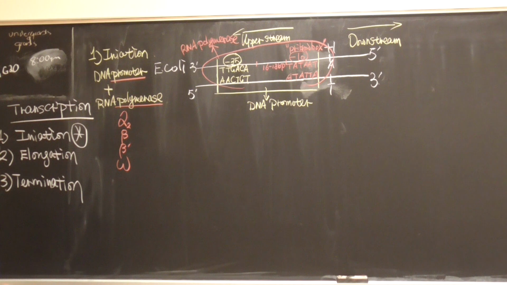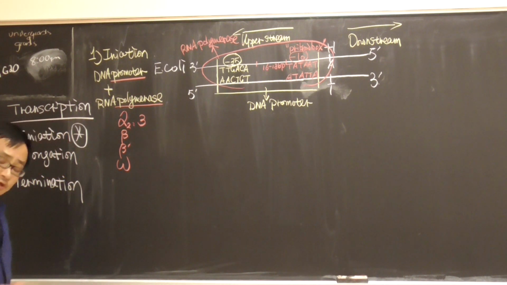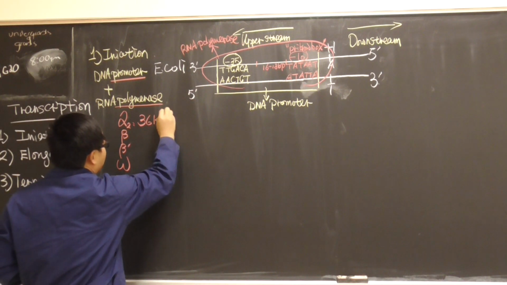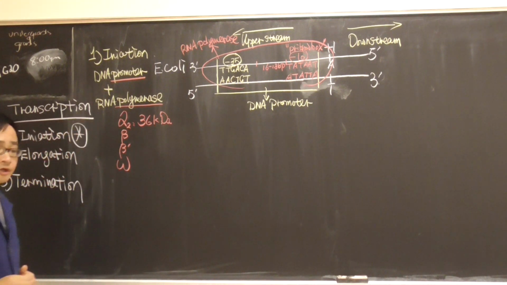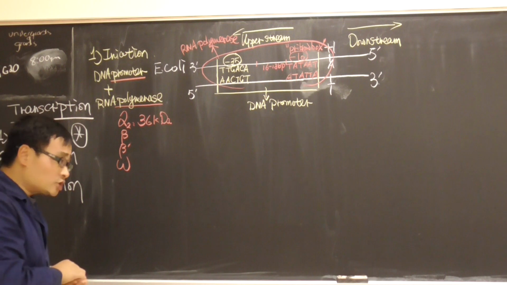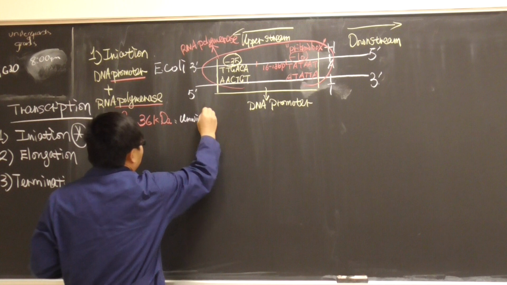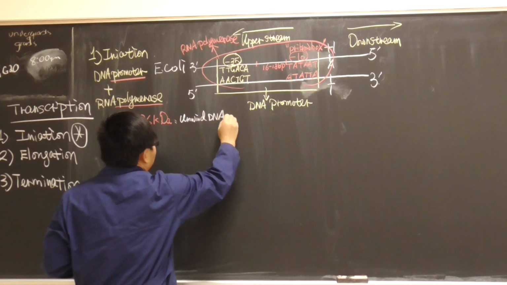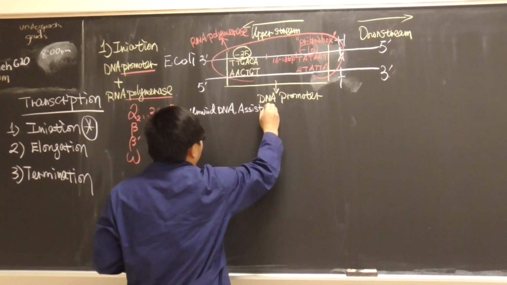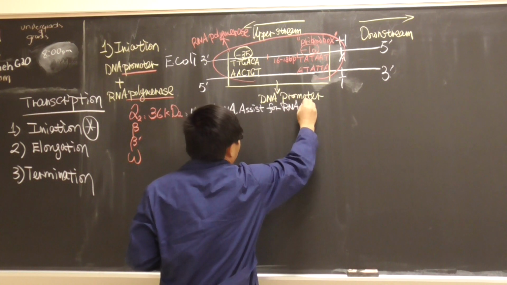What is alpha? This subunit has a molecular weight of about 36,000 daltons. It is basically responsible for unwinding DNA and assisting RNA synthesis.